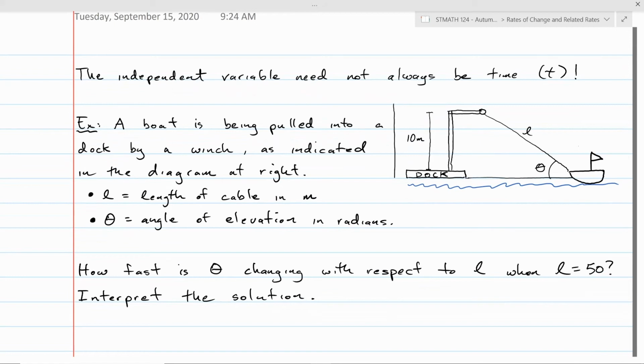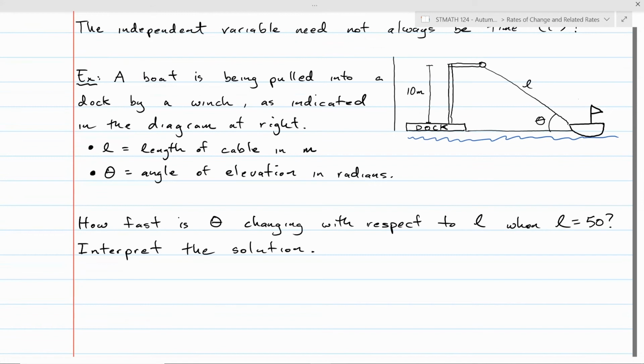The point of this next example is to point out that the variable doesn't always have to be time. When we were doing velocity, you're talking about change in position with respect to time. When we were measuring the population change, we were doing population change, changing over time. But we can interpret the results for other kinds of situations too.